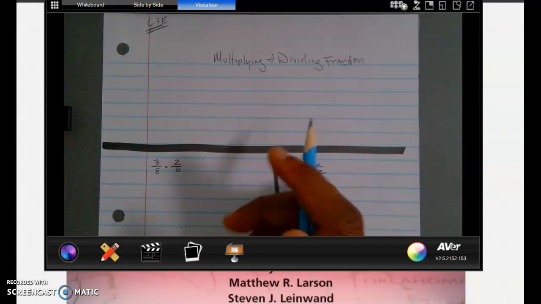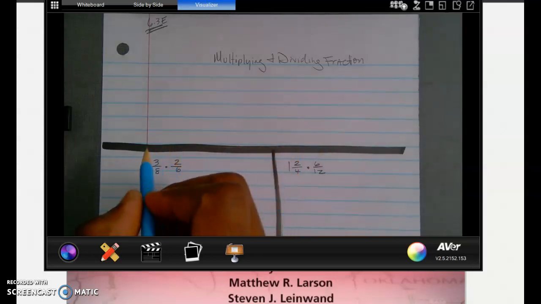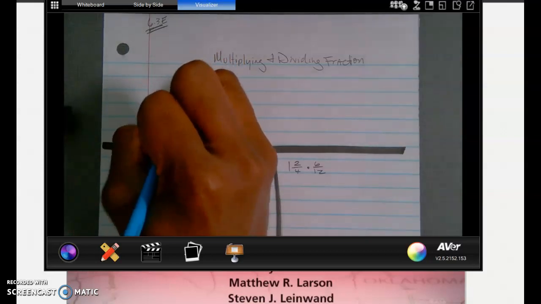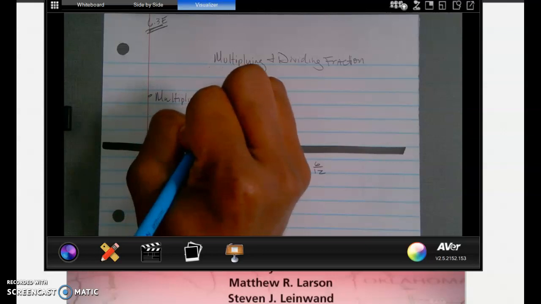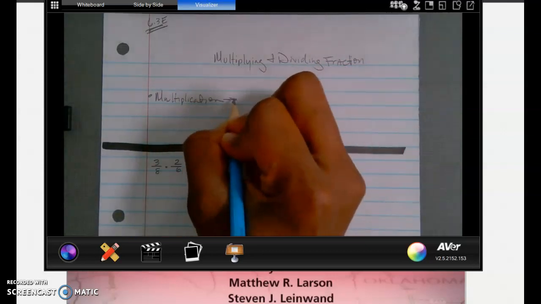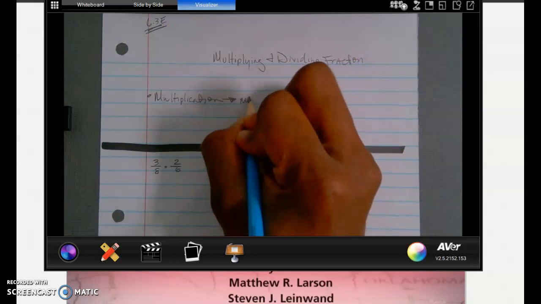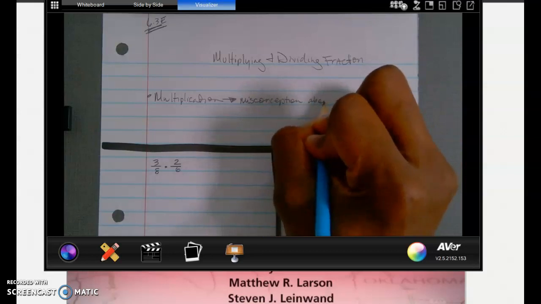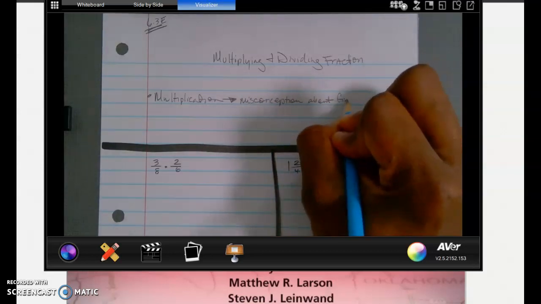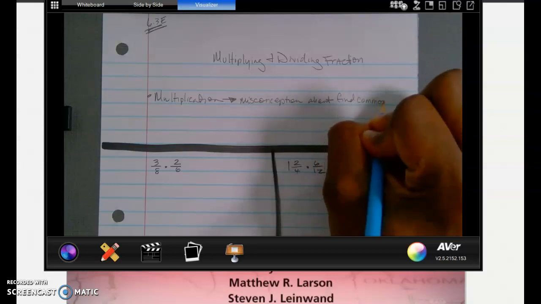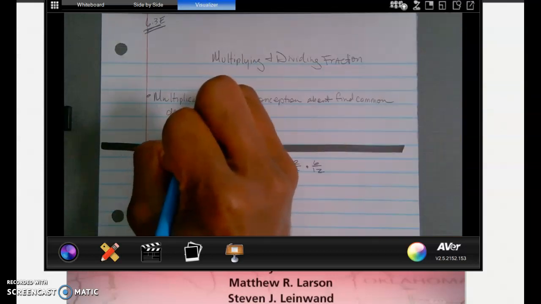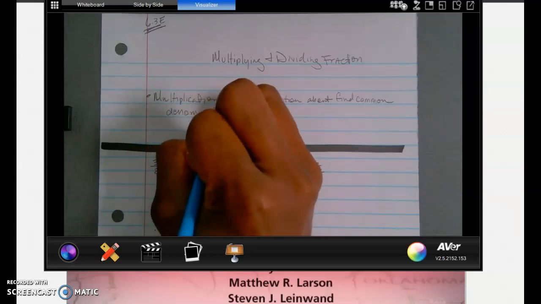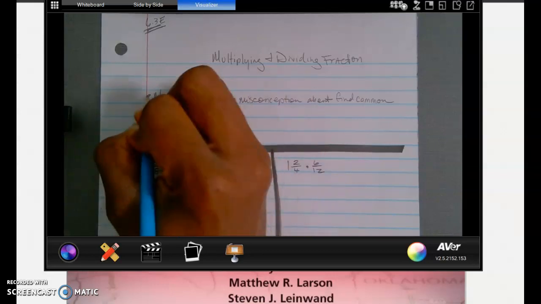Now, some of the things that we need to remember when we are multiplying and dividing fractions. First of all, multiplication. When we're dealing with multiplication, there is a common misconception from some students and adults alike that you have to find a common denominator when you are multiplying fractions. Now, I like to talk to my students about going to Walmart and going home. That's a conversation that we have about efficiency.